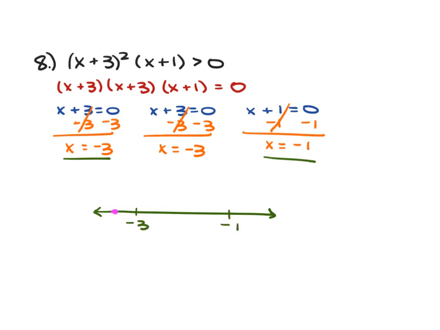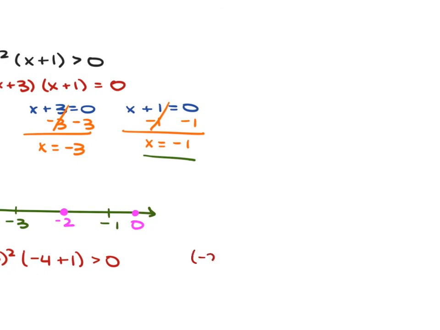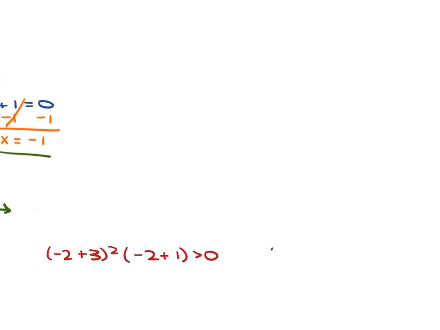The number to the left of negative 3 that I want to use is going to be negative 4. In the middle, I'm going to do negative 2. And then to the right of that negative 1, I'm going to use 0. So I'm plugging them into my original inequality. So I'm going to have (negative 4 plus 3) squared times (negative 4 plus 1) is greater than 0. Do the same with the negative 2: (negative 2 plus 3) squared times (negative 2 plus 1) is greater than 0. And then use the 0: (0 plus 3) squared times (0 plus 1) is greater than 0.